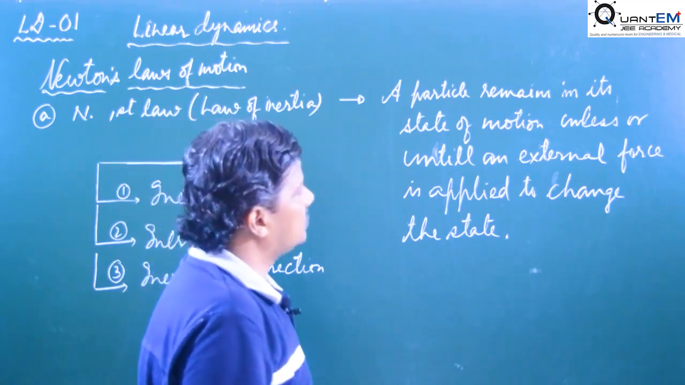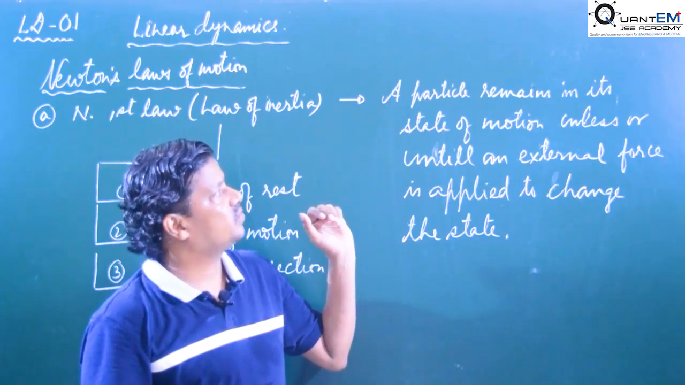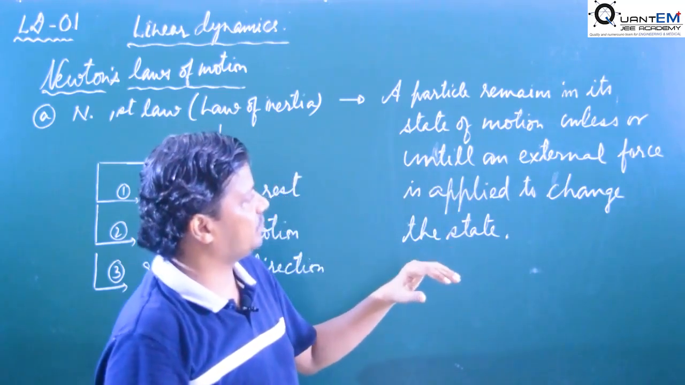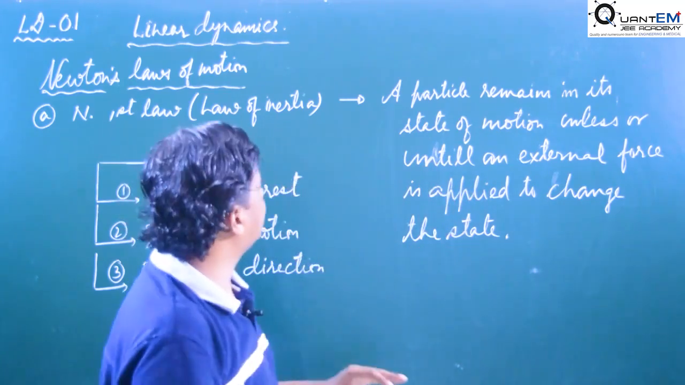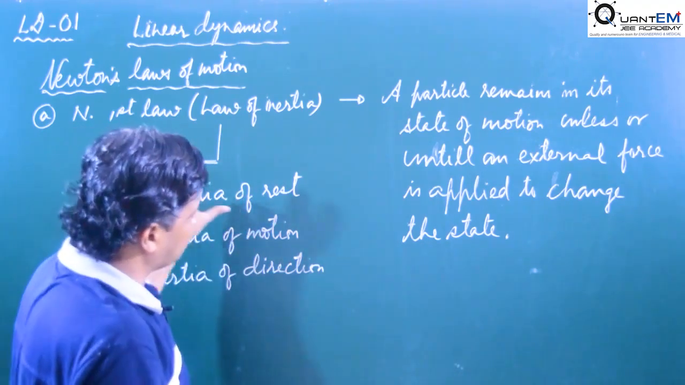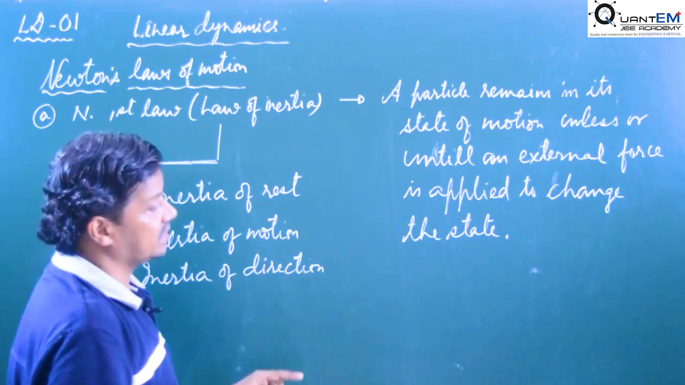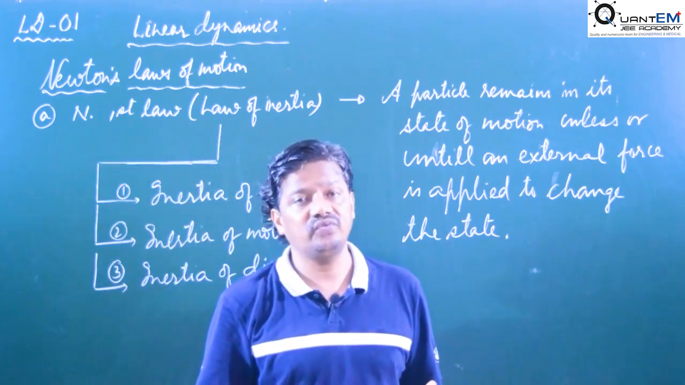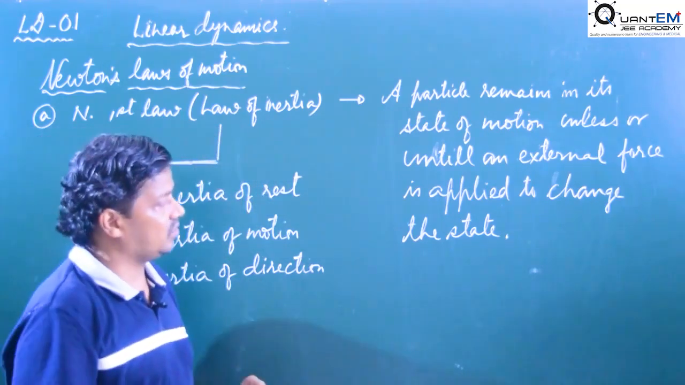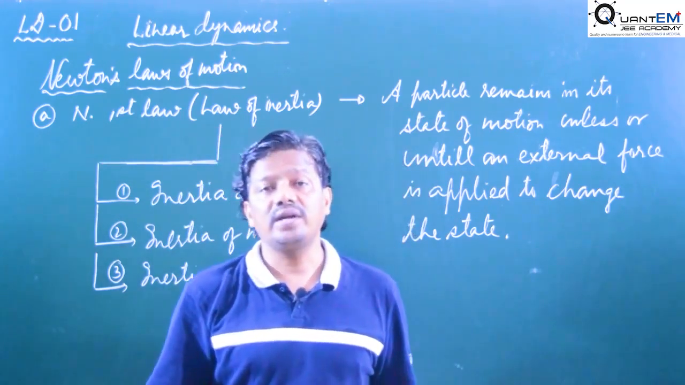We do not have any mathematical calculation in the first law of motion, so it only says that a particle remains in its state of motion unless or until an external force is applied to change the state of motion. Means if a particle is static, it remains static unless an external force is applied to move it. Inertia of motion is what? If a particle is moving with uniform velocity, then for increasing or decreasing the velocity, you will have to apply an external force. And also to change the direction of motion of a particle or body, you will have to apply an external force. So the first law gives what? The qualitative definition of force.